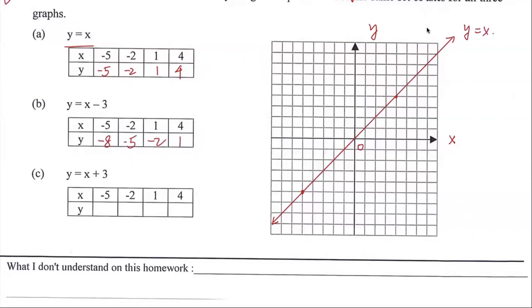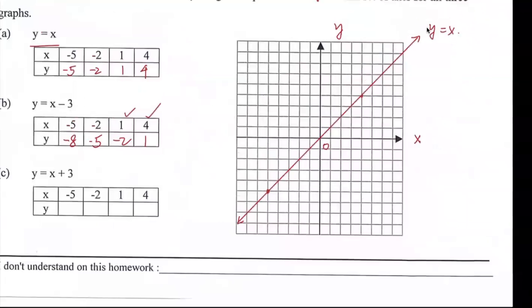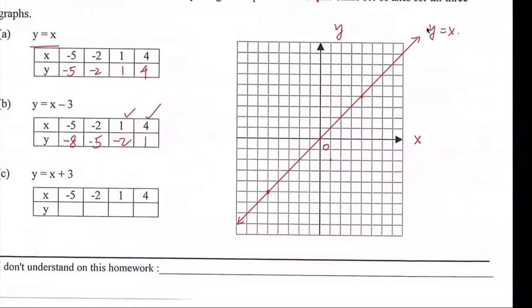Okay, so again, we have 4 points, but we only need 2 of them. So let's pick, I don't know, these 2 this time, just for fun. So 1, minus 2 is here. 4, 1. 1, 2, 3, 4, 1, it's here. So let's join these 2 points. I think you guys should already have the sense where this whole thing is going, right? So this is y is equal to x minus 3.